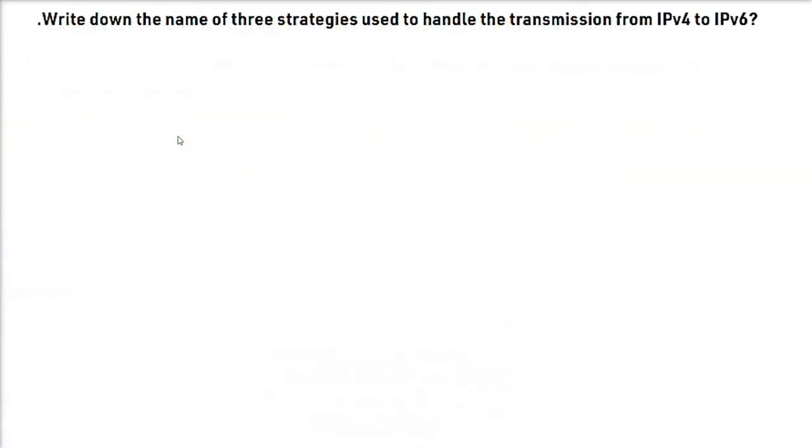Write down the names of the 3 strategies used to handle the transition from IPv4 to IPv6. See, IPv4 is 32-bit, IPv6 is 128-bit. Now, what has been thought is that every home has 4 or 5 members. Everyone has a mobile, laptop and tablet. So there are so many mobiles, so many laptops, so many devices actually. So how to deal with this ever increasing number of devices? You need to have a large number of IP addresses. For that, IPv6 came.